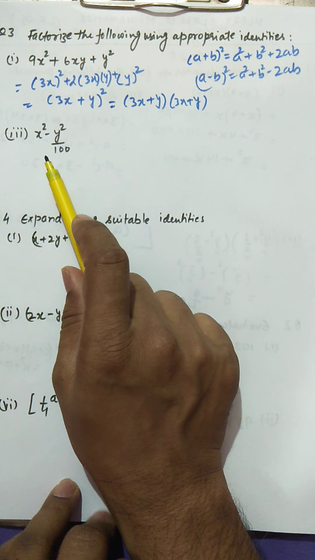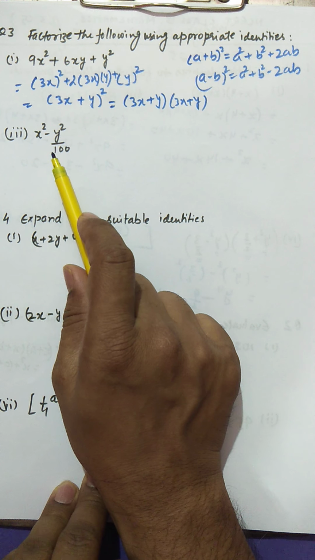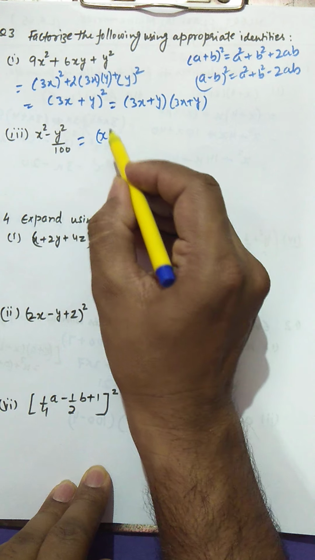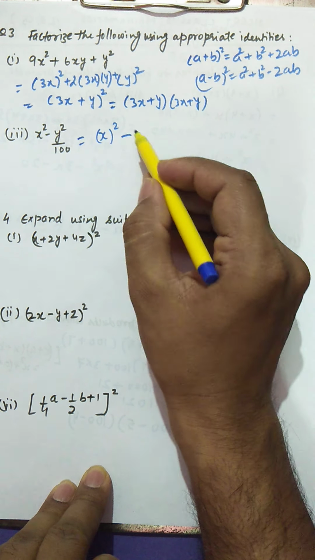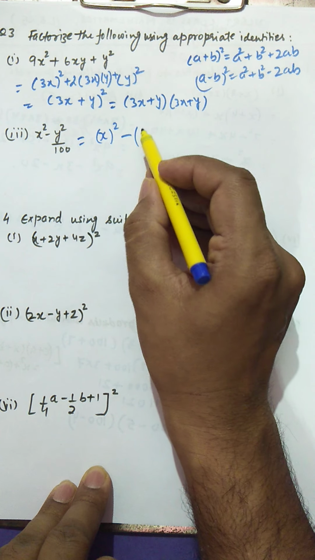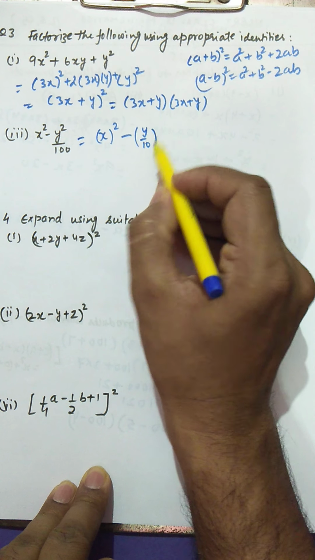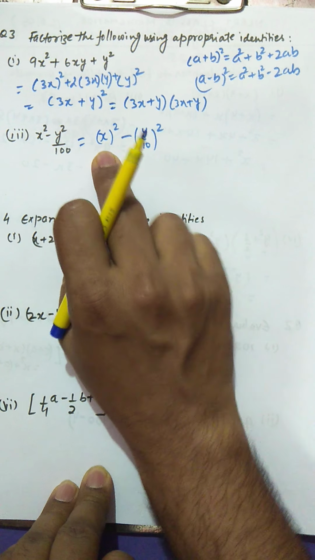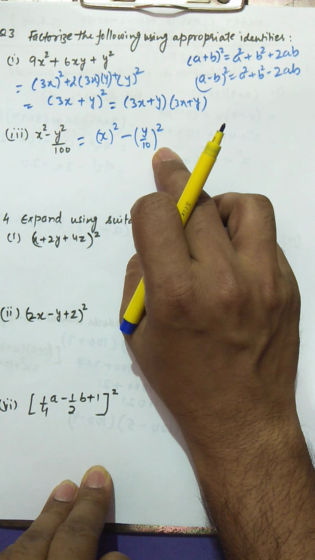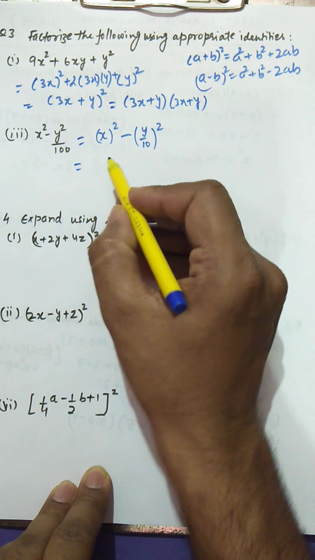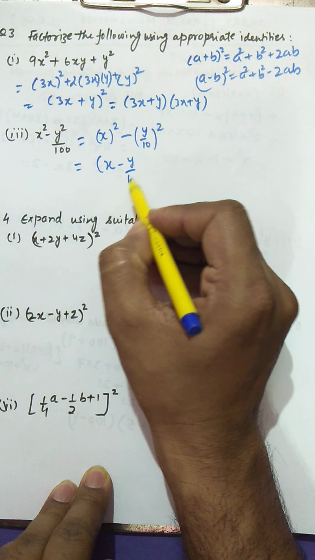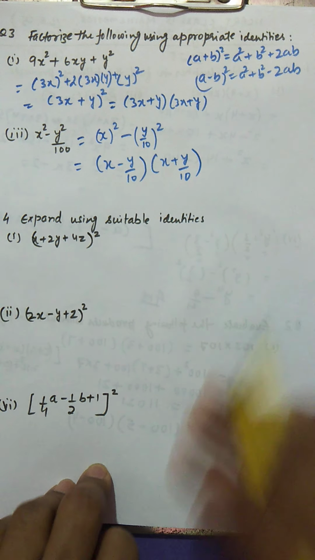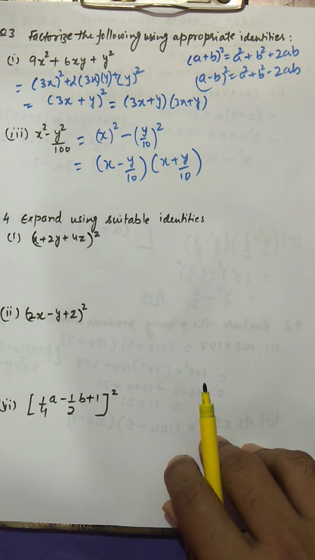Now see this, I think we have recently done this identity. This is a square minus b square, but you have to convert that into the proper form of a square minus b square, because that 100 is now a term, you can see this is whole square. So at place of a, this is x, at place of b this is y upon 10. So you can apply the identity (x minus y upon 10)(x plus y upon 10). So this is the factorization we have done.